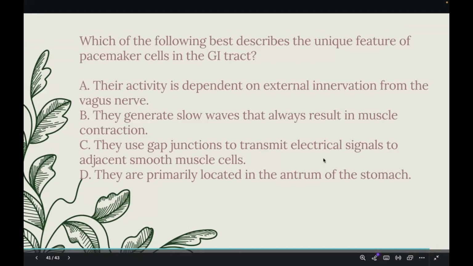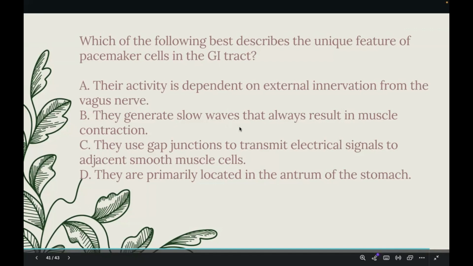So the reason why B was incorrect is that, while I agree with you, they said always, and it doesn't always result in contraction. Slow waves are there, but according to whether it's excitatory or inhibitory neurons, whether acetylcholine or NO is being released, it will cause contraction or relaxation. This is why B is wrong.